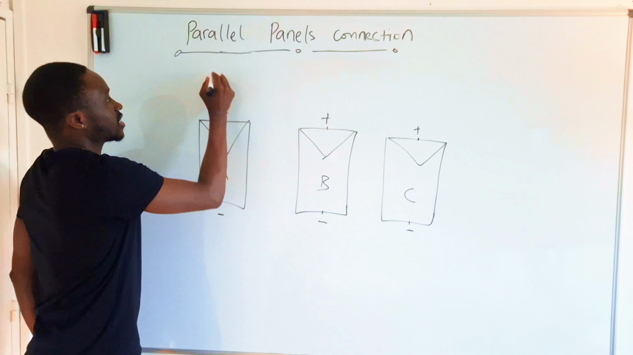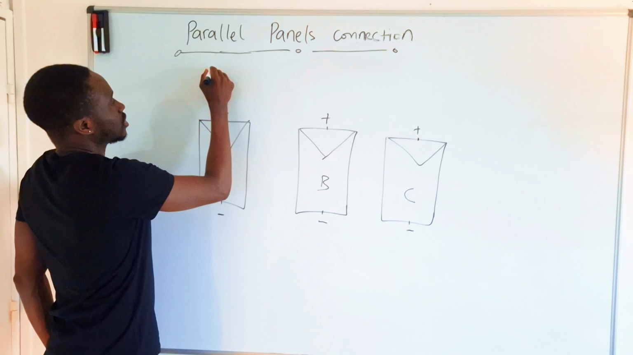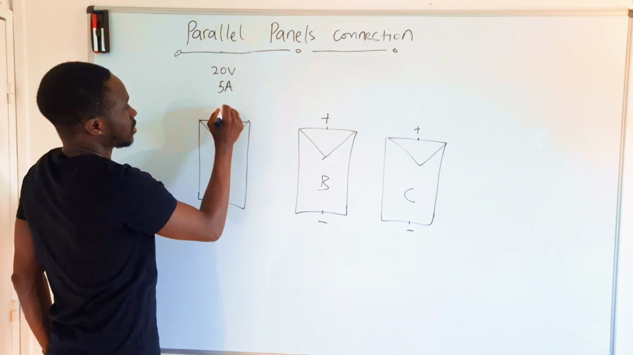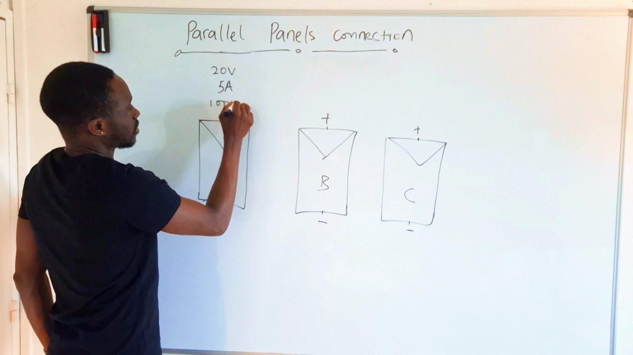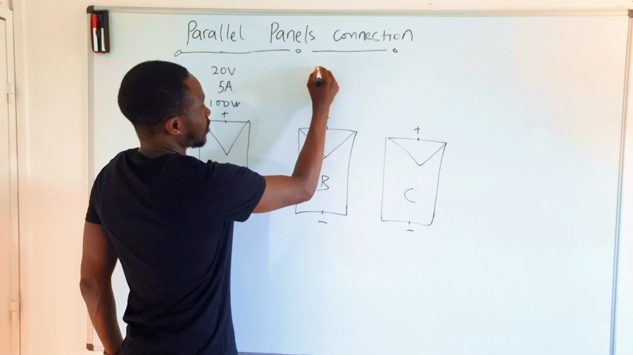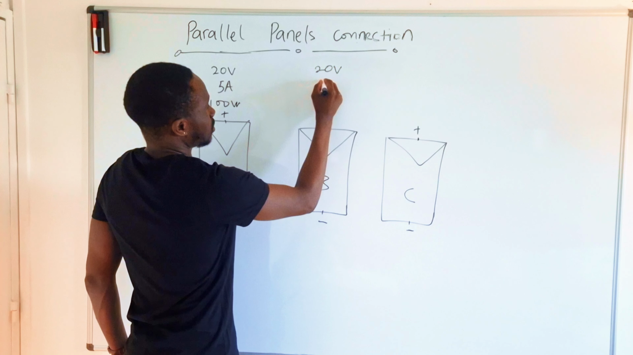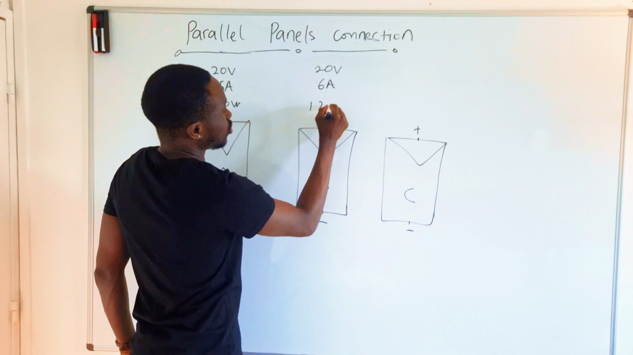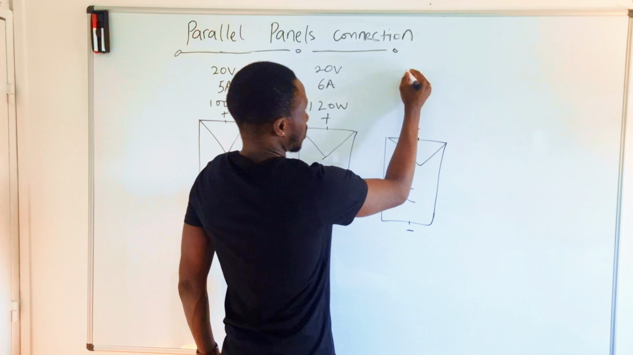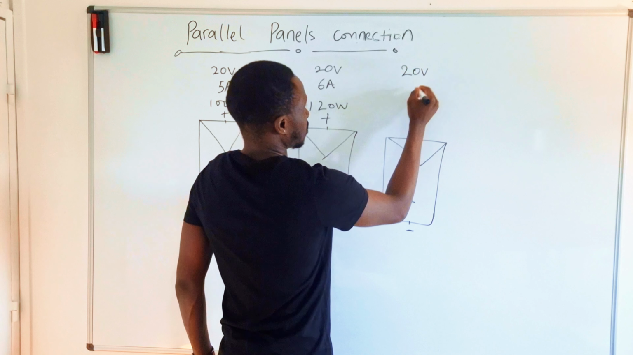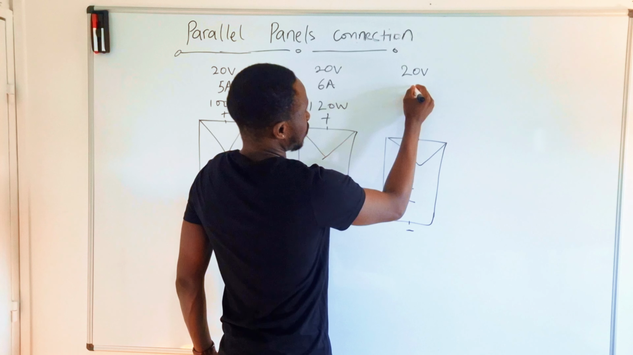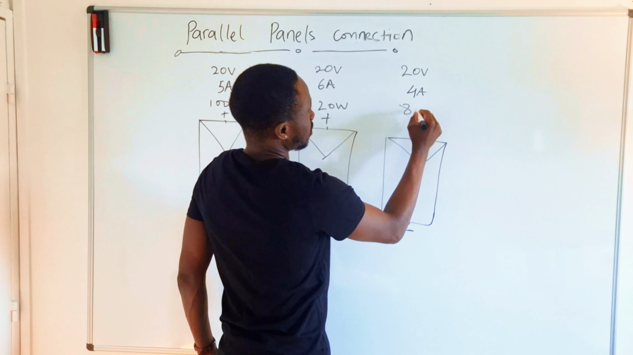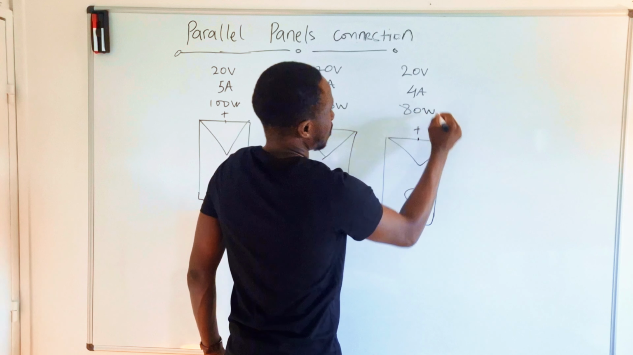For example, let us say we have 20 volts, 5 amps, 100 watts. Even here we have 20 volts, 6 amps. This will be 120 watts. Then here we get 20 volts, 4 amps. This will be 80 watts. Okay?